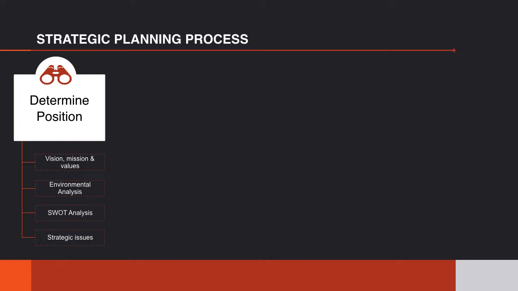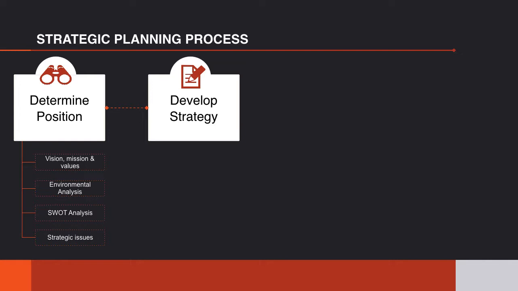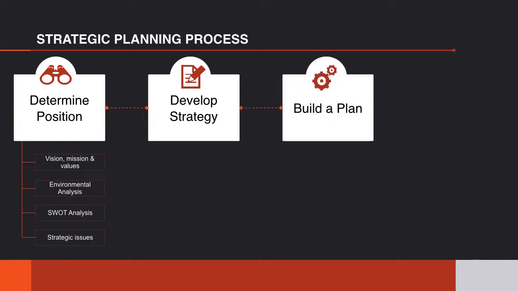Our values underlie our actions, and the next two steps in the strategic planning process are to develop a strategy and to build a plan. Now, the reason we are looking at both of these stages is because there is a fundamental difference between a strategy and the plan. Remember, the strategy always comes first. It is bigger than the plan.